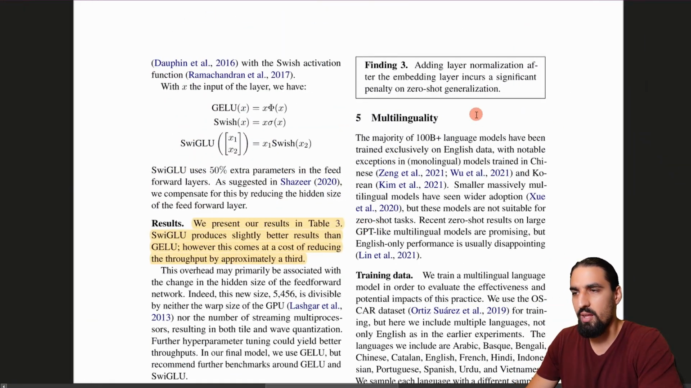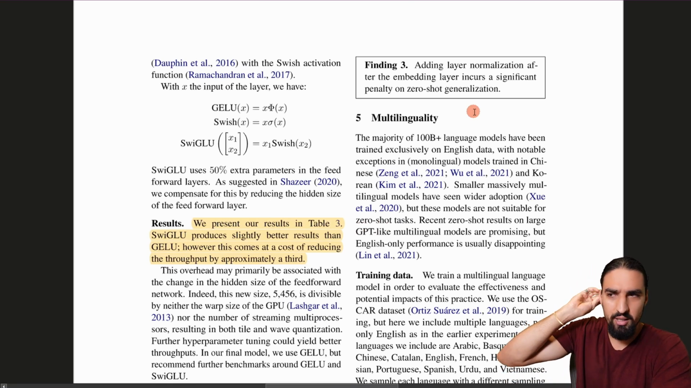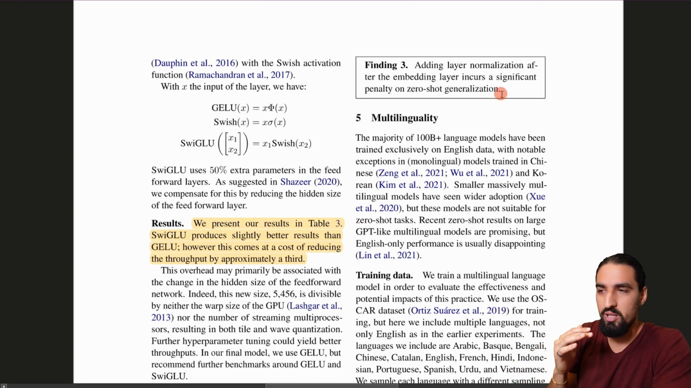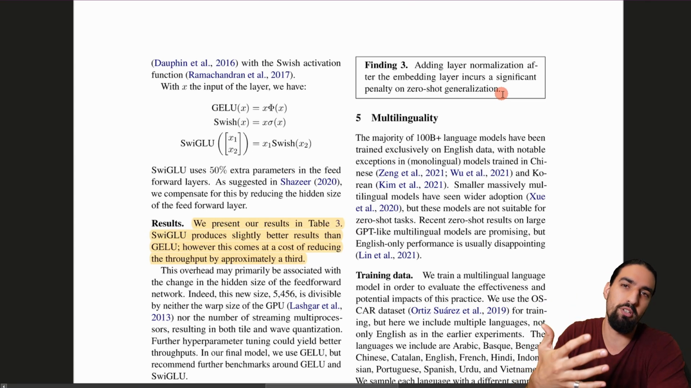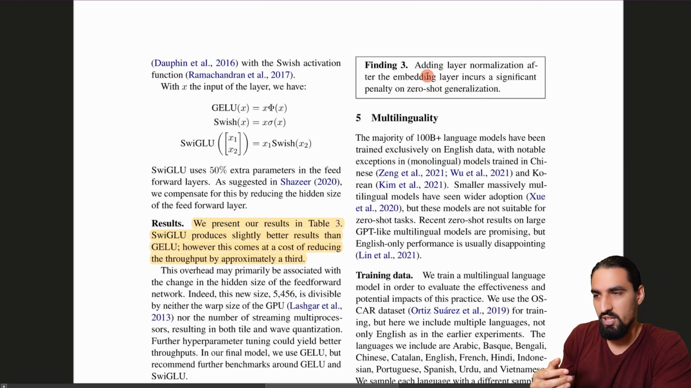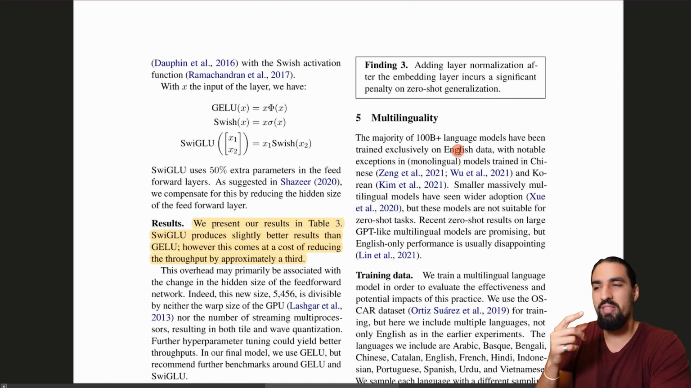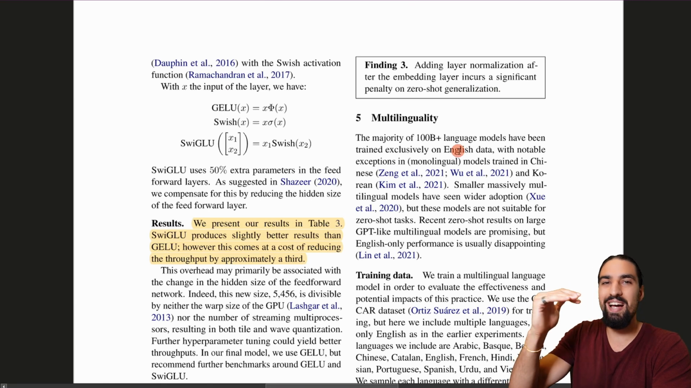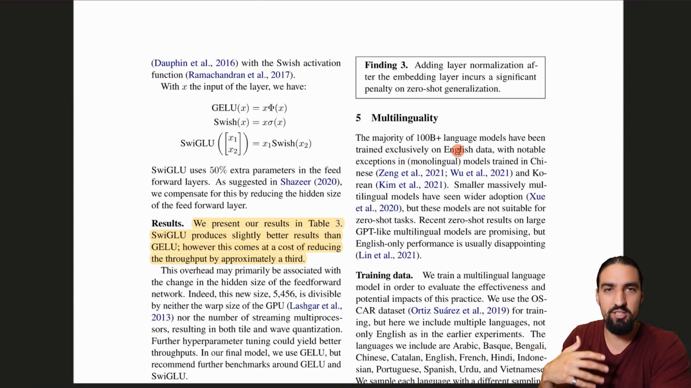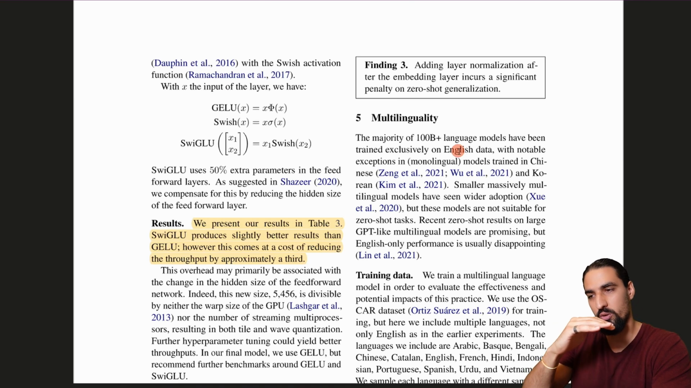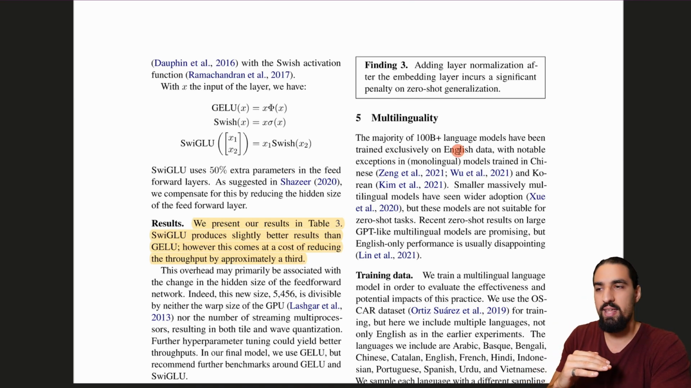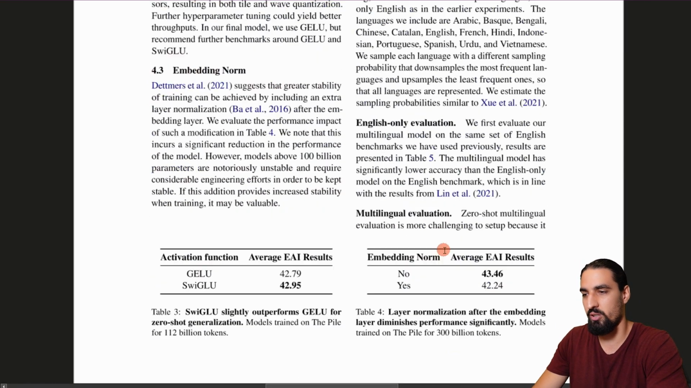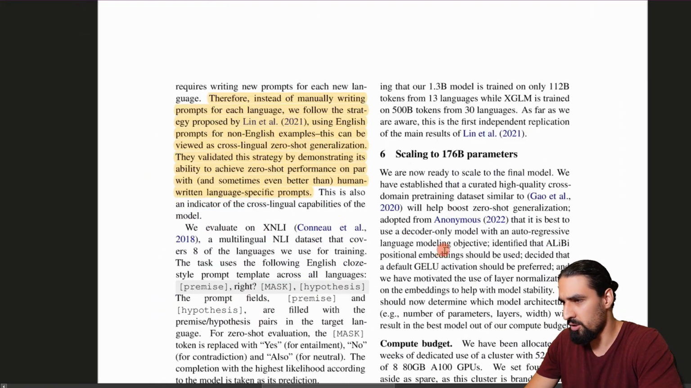And then they mention, and we already know this, that it matters a lot where you put the layer normalization and how many layer normalization layers you include in your transformer blocks. And they say here, adding layer normalization after the embedding layer incurs a significant penalty on zero-shot generalization. But the thing is, when you scale the model up to very big sizes, then this helps stabilize the training. And when you're dealing with lower scales, you probably don't want to include it because you'll be sacrificing, as you can see here, the zero-shot generalization. Okay, guys, let's continue here.